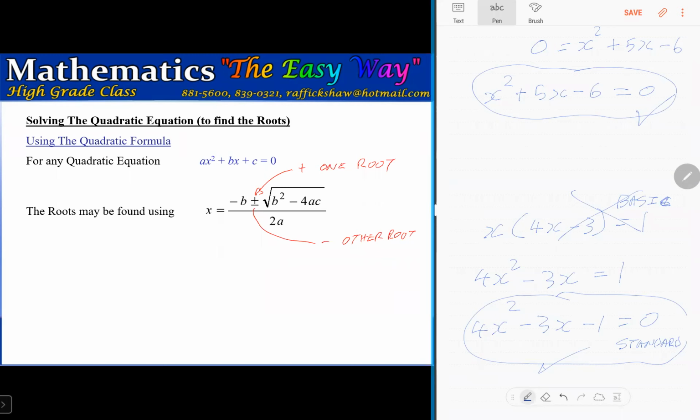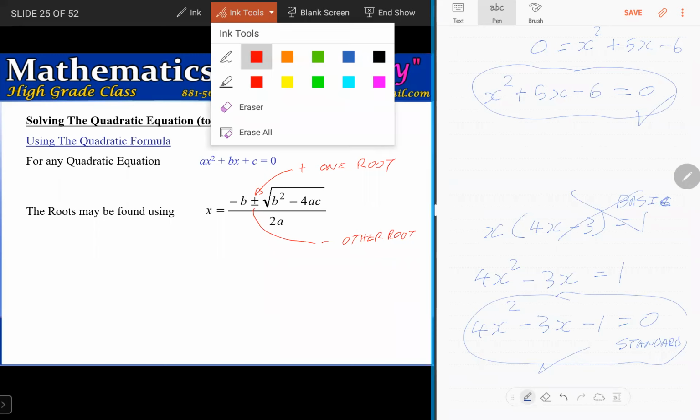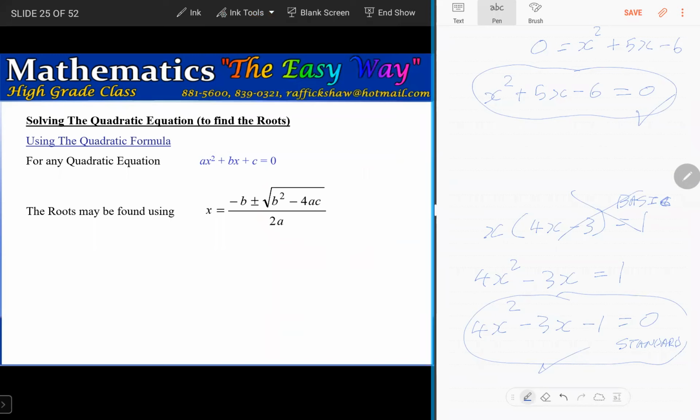All right, and that formula you need to know. If you never saw the formula before, just start thinking about knowing this formula. The formula is x equals minus b plus or minus the square root of b squared minus 4ac, all over 2a. Now let me show you a mistake that people make with this formula.